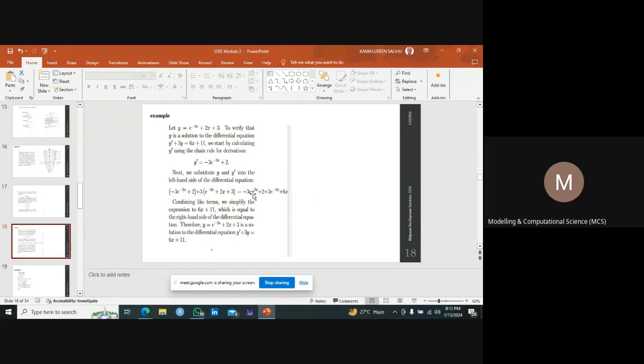So after having that, this minus 3 exponential 3x will cancel away this positive 1. Then you'll be left with only this. That is 2 plus 6x plus 9x. So when you add them together, I think you should arrive at this 6x plus 11.